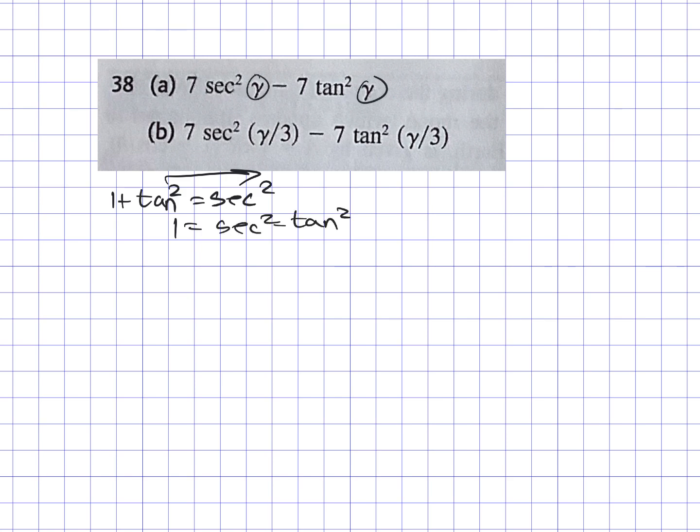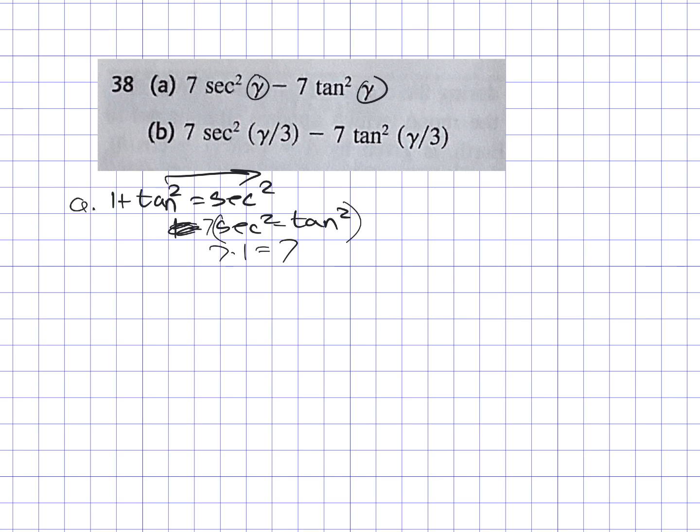And again, your angles are the same, so just disregard them. So what do we have? Secant squared minus tangent squared is 1. So if we factored out that 7, then it's 7 times 1, or 7. 7 would be the answer.